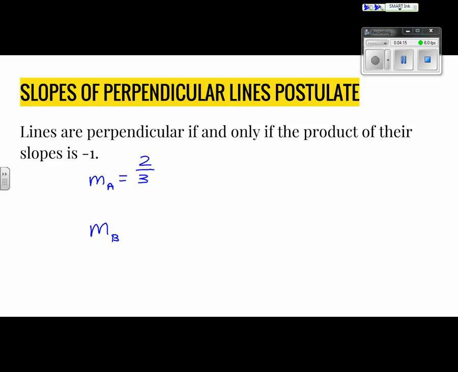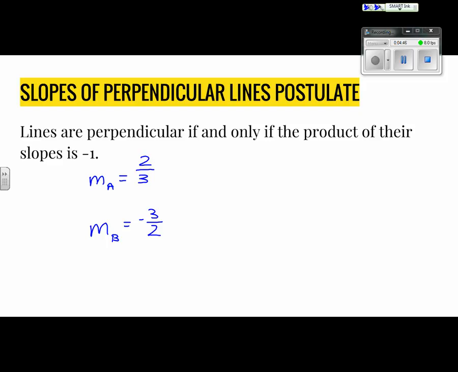If line A and line B are perpendicular, then the slope of line B will be the reciprocal of the slope of line A. So in addition to the product of their slopes being -1, you also know lines are perpendicular if their slopes are opposite reciprocals of each other. Opposite meaning if one of them is positive, the other one is negative, and vice versa. And reciprocals, you guys know what a reciprocal is.